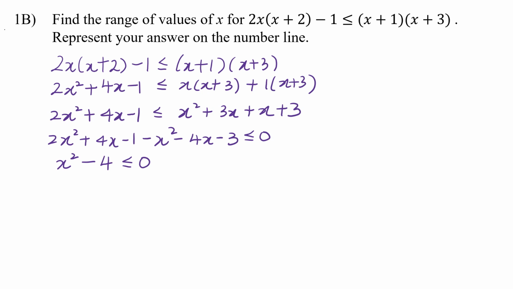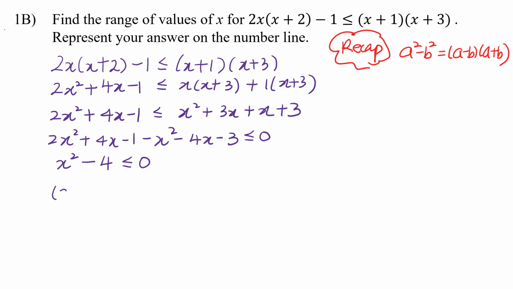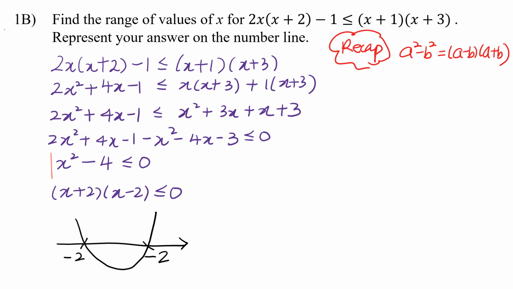So x squared minus 4, if you recall, you can use the algebraic identity a squared minus b squared to factorize it. That will give you a minus b times a plus b. So you factorize it into x plus 2 and x minus 2. Okay, the coefficient of x squared is 1, a positive value, so we are talking about a U-shaped curve again. So let's draw a U-shaped curve. Identify the two x-intercepts, which are negative 2 and 2.